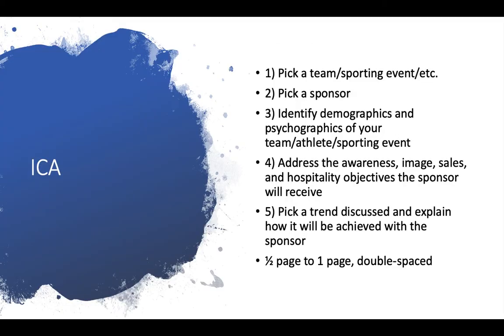So, wrapping up, this is your ICA for today. It can be found under assignments on Blackboard. I want you to pick a team, sporting event, an athlete, whatever you prefer, and then pick a sponsor of your choice. Then I want you to identify the demographics and psychographics of your team, athlete, or sporting event.